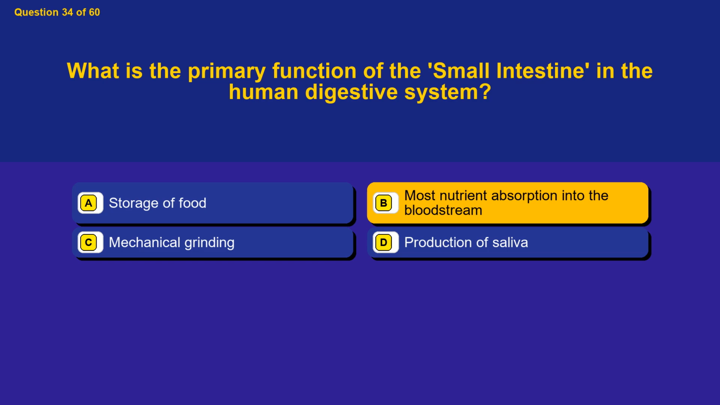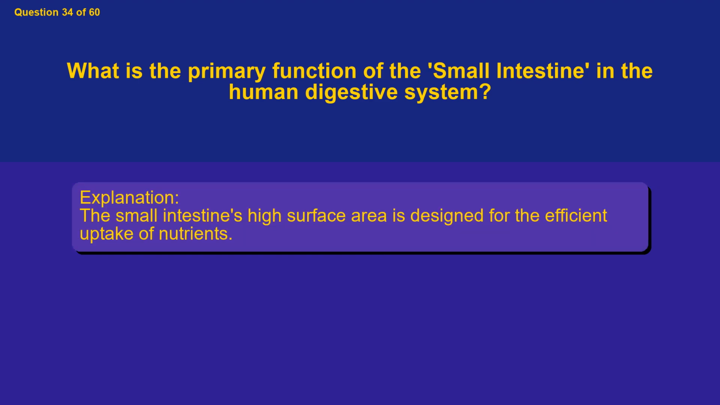The correct answer is option B, most nutrient absorption into the bloodstream. The small intestine's high surface area is designed for the efficient uptake of nutrients.